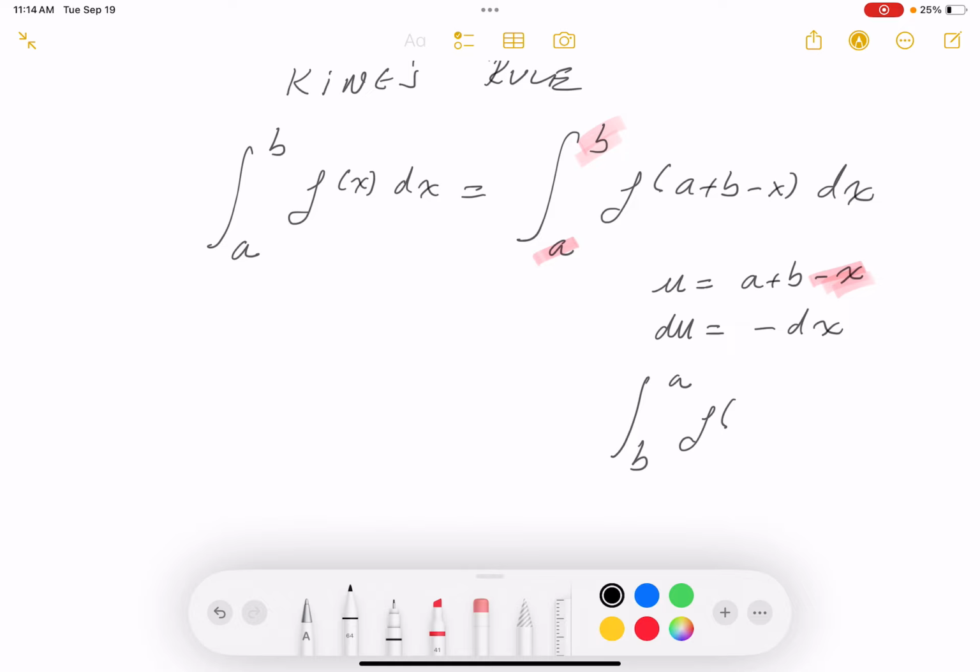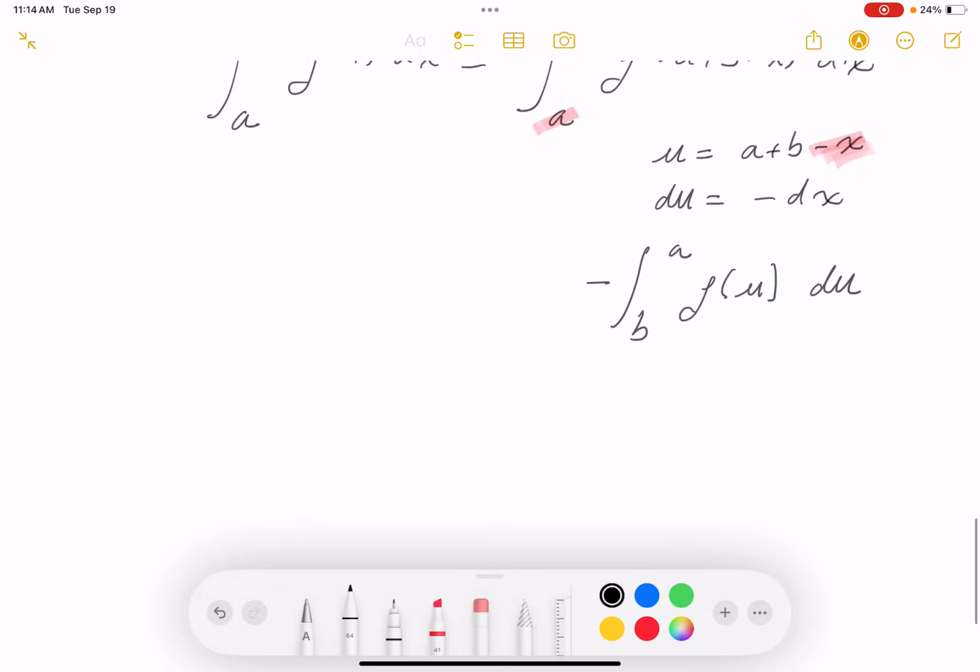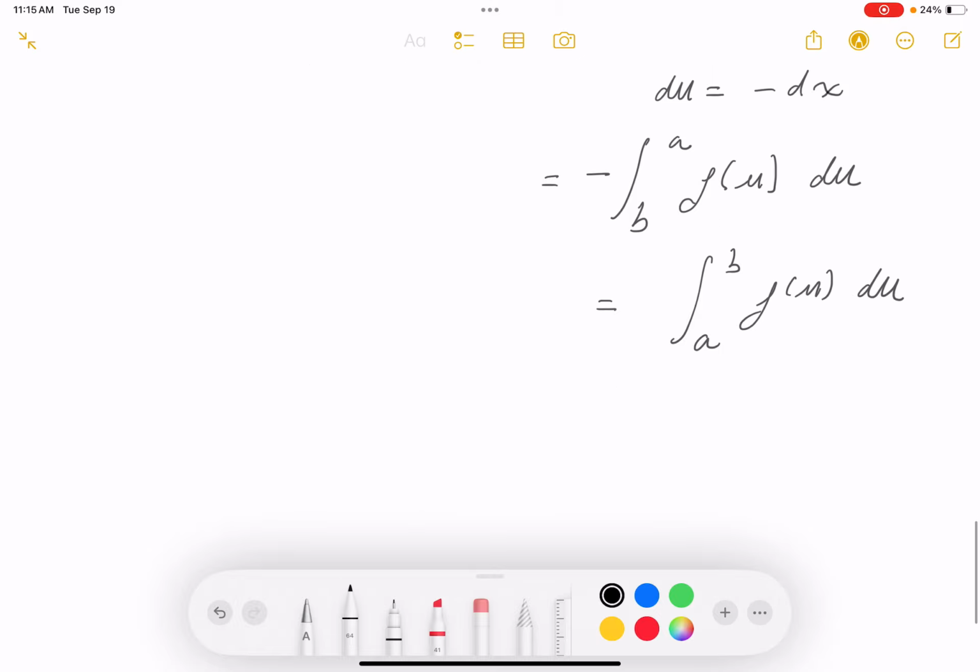Then you get f of u, since a plus b minus x is u, and dx is equal to minus du. This is looking pretty good. I'm going to rewrite this. It's minus that, so I'm going to reverse the limits. It's going to go from a to b, f of u, du. Now you can do a very simple substitution: say u is equal to x, du is equal to dx. And what would you get? You'd get the integral from a to b of f of x dx. So we just verified King's rule, by the way.